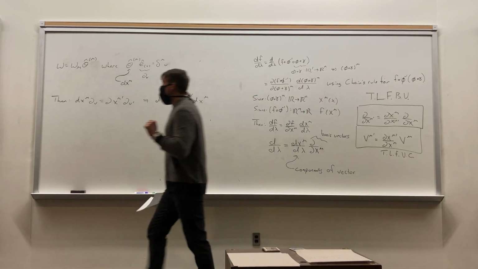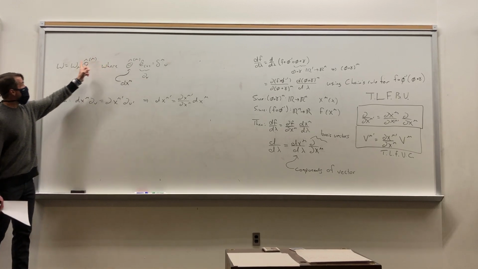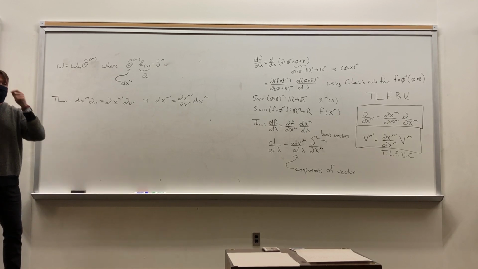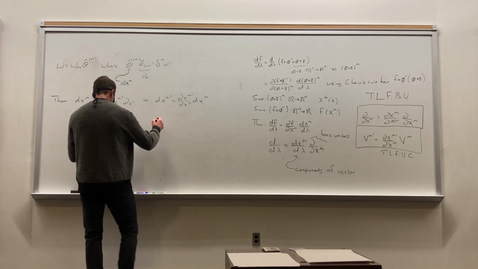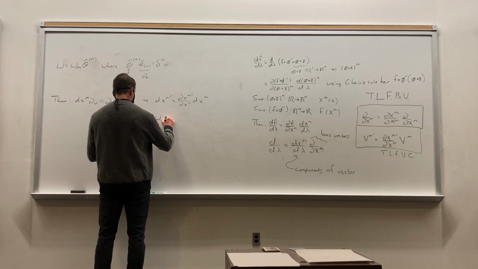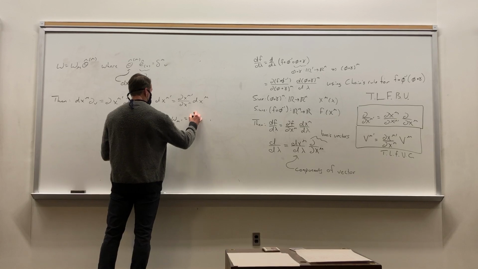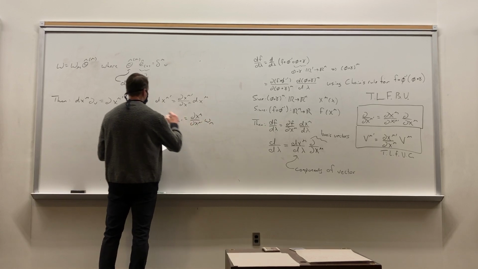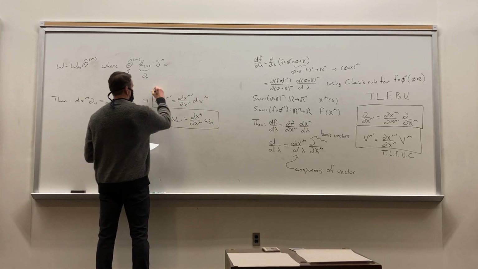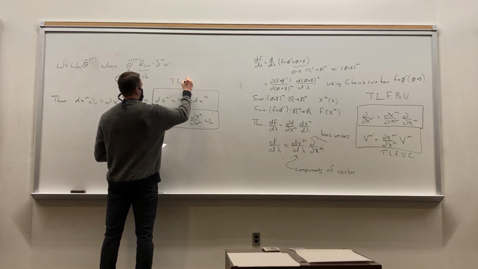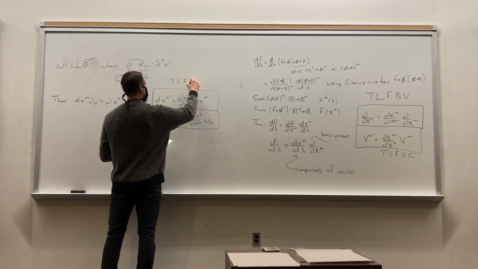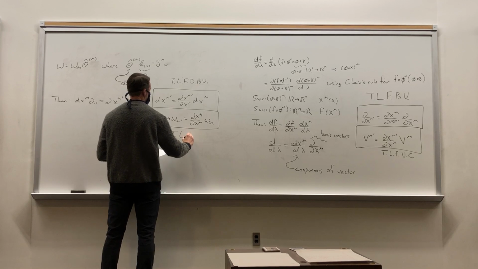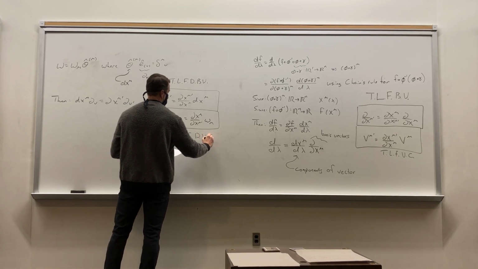Well, now what do you think the components of a dual vector should transform like? The basis vectors. So then we can say that omega mu goes to omega mu prime, which is partial x mu prime, omega mu. Transformation law for dual basis vectors. Transformation law for dual vector components.